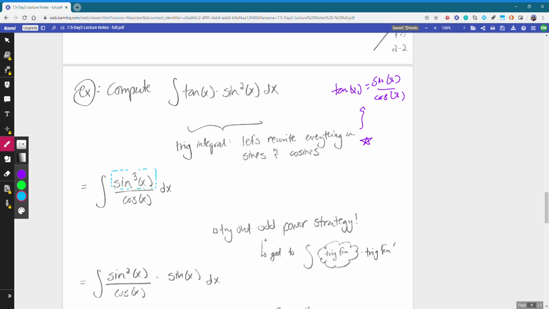Let's try out our odd power strategy, and recall this says to pull off one of these factors of the odd pile, use the Pythagorean theorem identity on what's left, and then do a u sub, all with the purpose in mind of getting our integral into the form of something involving a trig function with that trig function's derivative floating around, so that a u sub with u equal to that trig function will collect things nicely. And so let's play that out and see how that goes here.